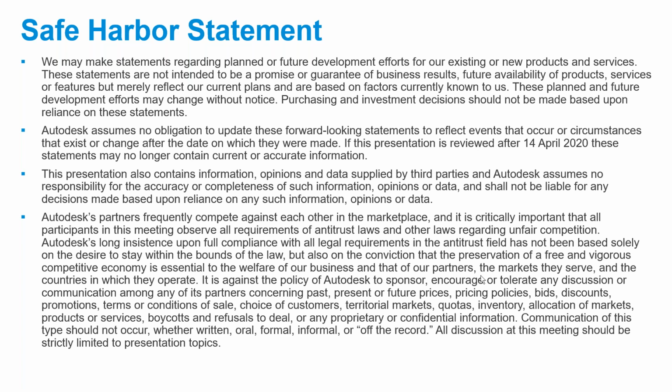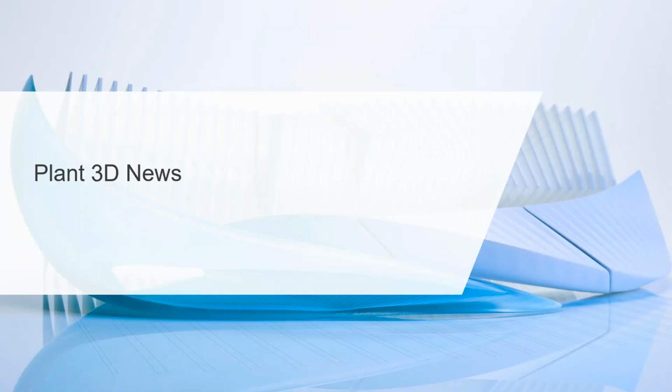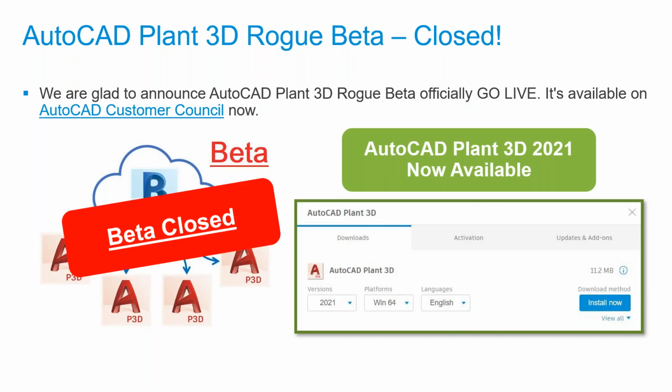And then going on to Plant 3D news. We want to first cover the new release. First and foremost, we're going to show this one last time. We've been talking about the Plant 3D Rogue beta, which was the 2021 beta. That's officially closed now that the product is available to download. So if you've got that installed, that serial number won't work anymore. But now you can go out and just install the actual release product there.